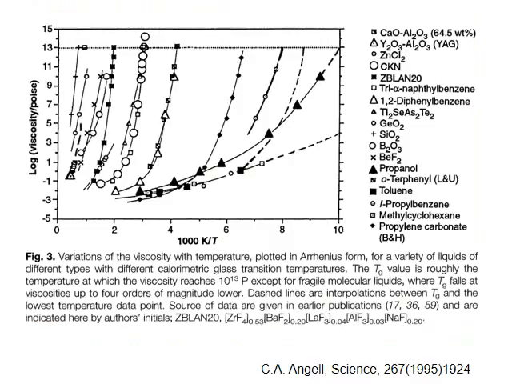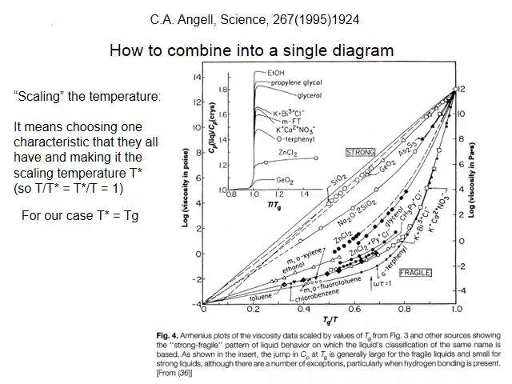This figure gathers results for viscosities for a large number of substances. You see that some of them follow an Arrhenian behavior, like silica and germania, while others don't. Professor Angel proposed to scale the plot using Tg. By doing this, the glasses obeying or not the Arrhenian behavior can be easily distinguished.